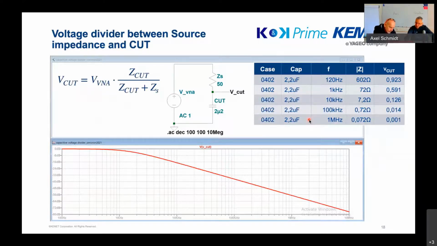Just to highlight a little bit, I did a short simulation in LTspice about this effect. We have the 50 ohm impedance, and then you have a capacitor, and you clearly see the simulation is more or less in line with what we have already measured. You see the capacitor, and we have measured at different frequencies. The minimum at 1 megahertz is 72 milliohms. And then the voltage across the capacitor at 1 megahertz drops down to 1 millivolt, which is far away from the standard. And that shows us that we need an amplifier.